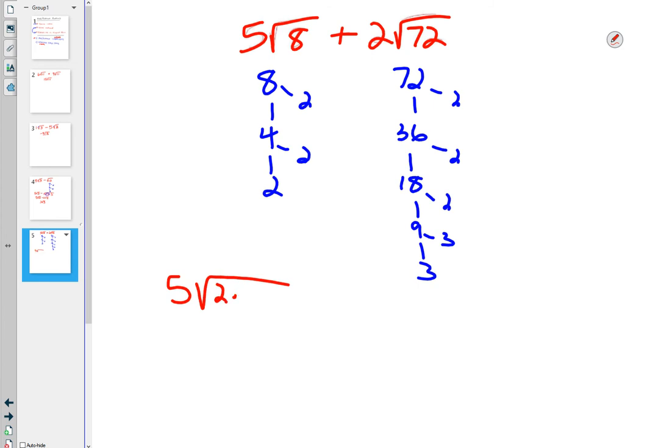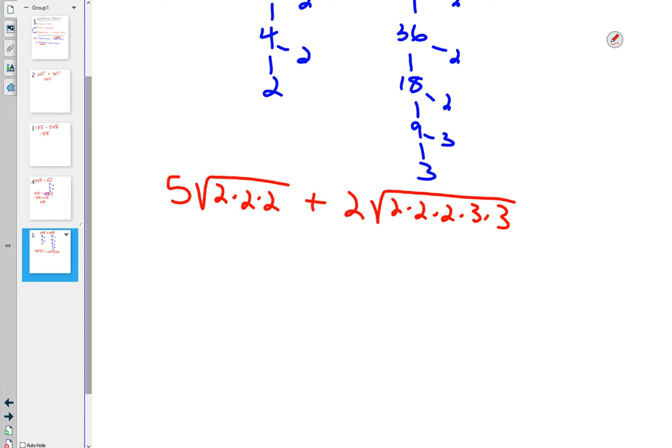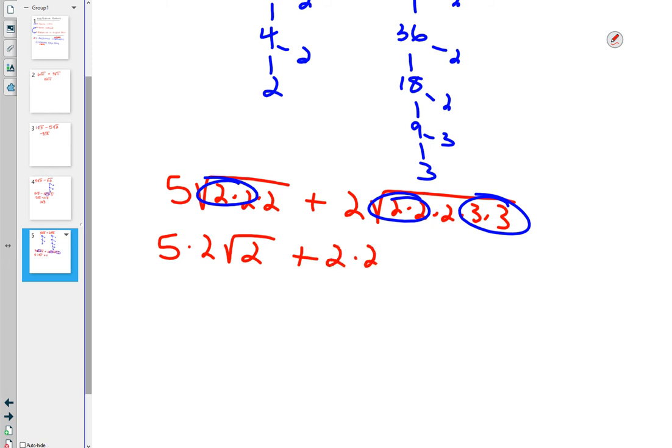So 5 square root of 2 times 2 times 2 plus 2 square root of 2 times 2 times 2 times 3 times 3. What can I bring out of the first radical? A 2. What can I bring out of the second radical? 2 and 3. So 5 times 2 on the outside with the square root of 2 left, plus 2 times 2 times 3. Wait, but Mr. Romero, why'd you bring out 2 2's? I didn't bring out 2 2's, Xavier. There was already a 2 on the outside.